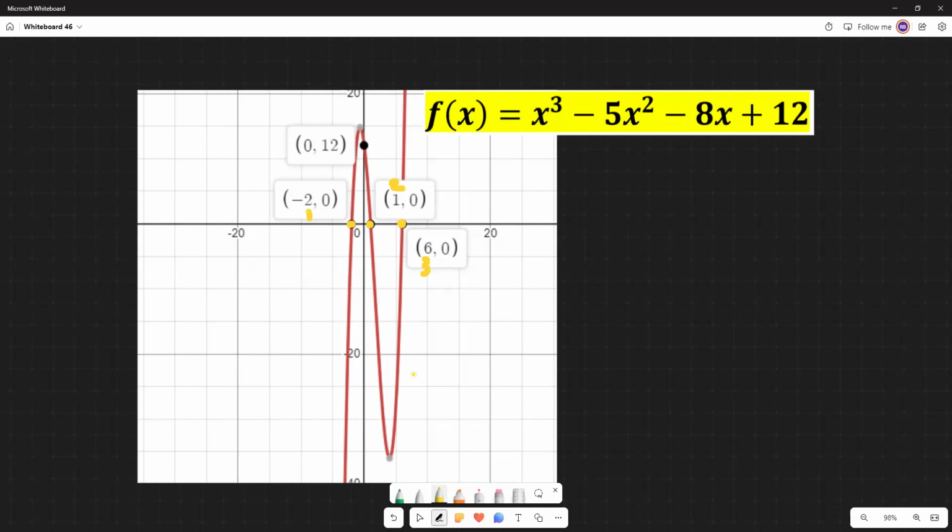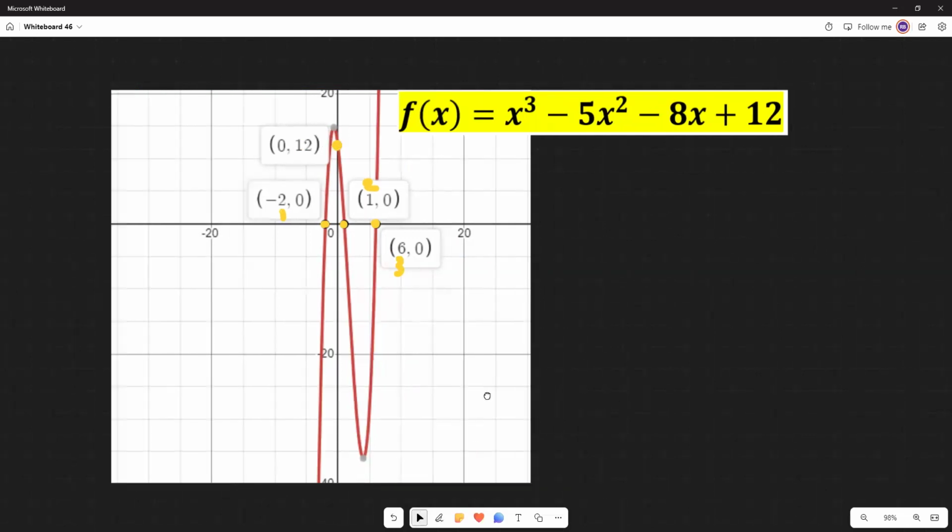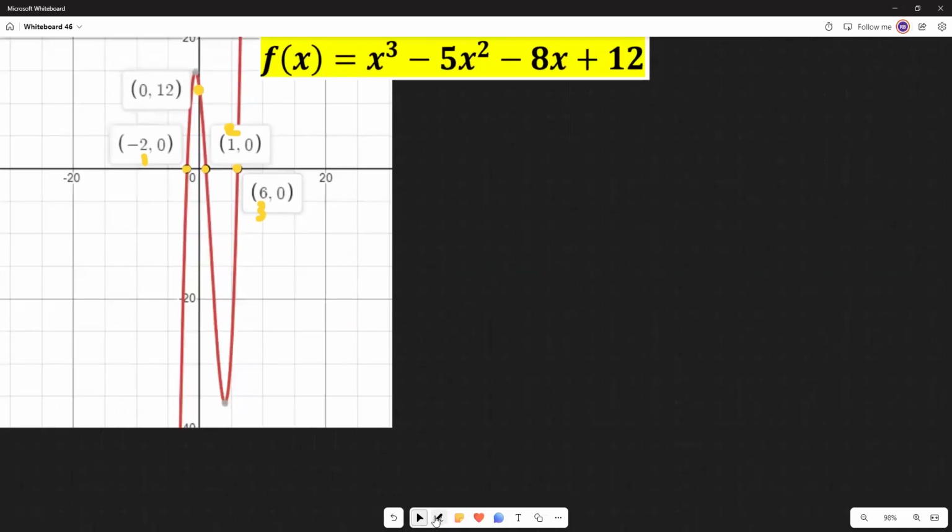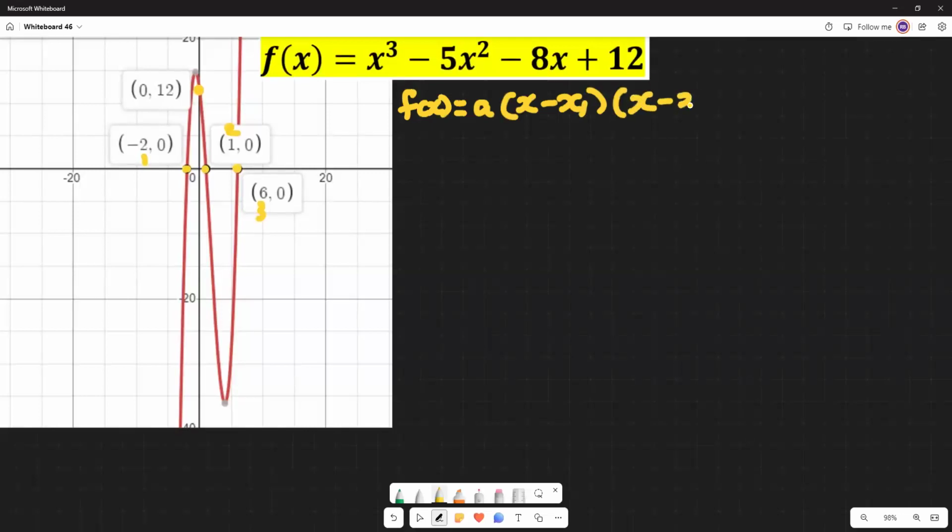So obviously we need to write the f of x in the x-intercept form because we don't have the turning points. They didn't show us what these points, the values, are. They also gave you the y-intercept. So we need to use the x-intercept form then. The x-intercept form is f of x equals a times x minus x1, x minus x2, x minus x3.